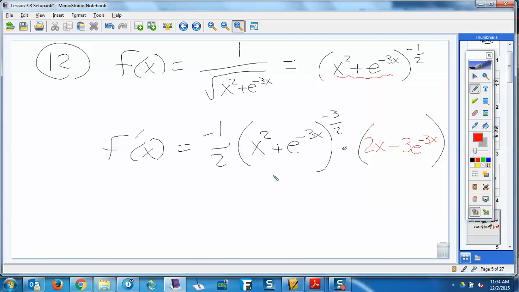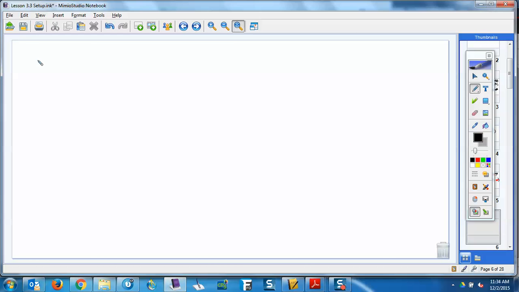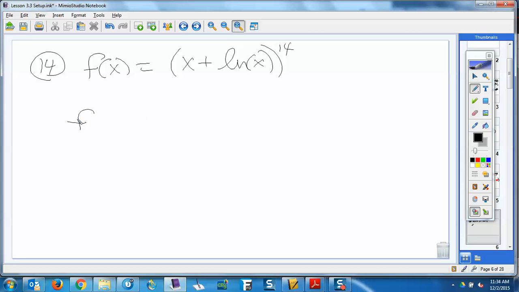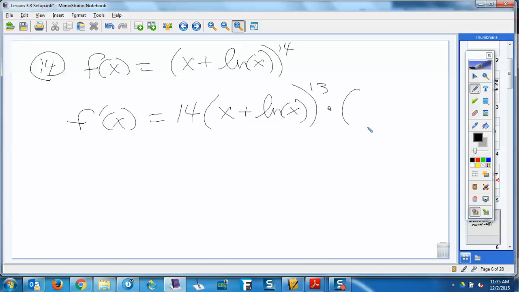Okay, and 14. What do you got? Quantity x plus ln x, raised to the 14. So the outer function is the power rule, and this is the inside, so I'm bringing 14 down. Leave the inside alone. Drop it by 1. Times by the derivative of the inside. The derivative of the inside is the red part. So the derivative of that is 1 plus the derivative of ln x, 1 over x.